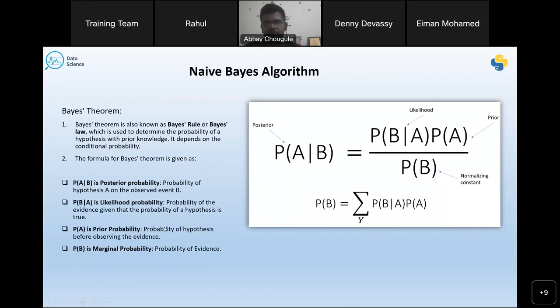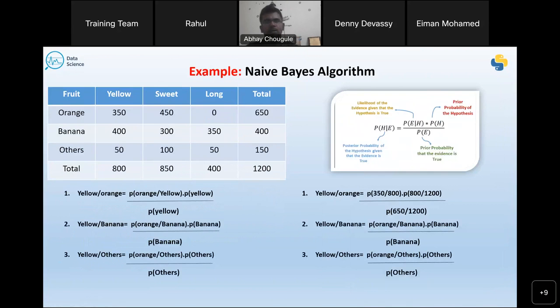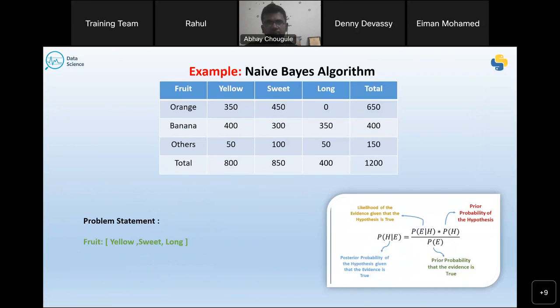See the screen here once again. Given the data set, we have to find which fruit it is, because the question is that it should be yellow, sweet, and long. How is the total coming? Is it just an example or is some theorem applied? Actually, the total is coming on the basis of 350 plus 400 plus 50. So this is 800.